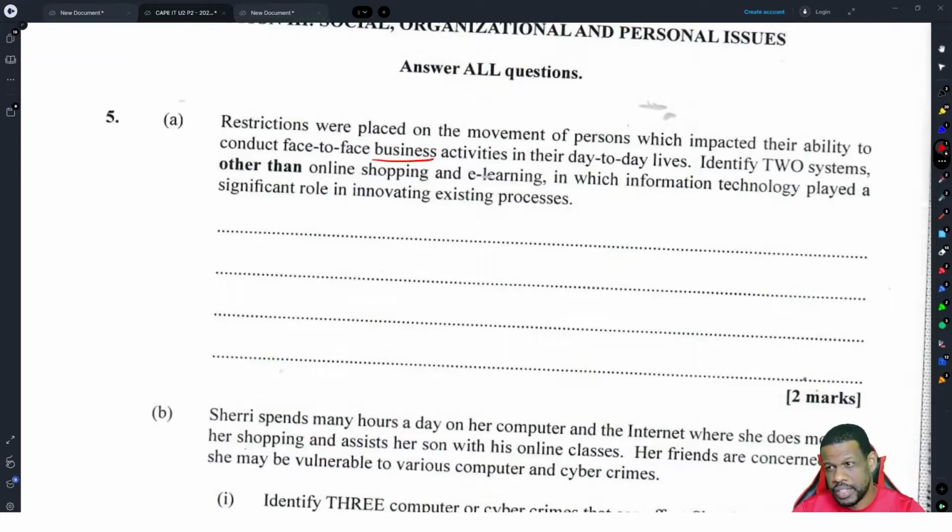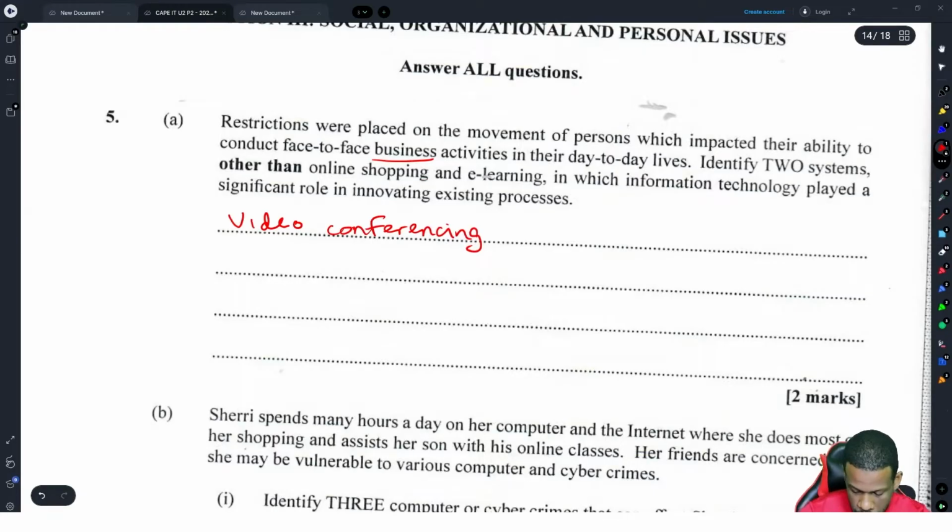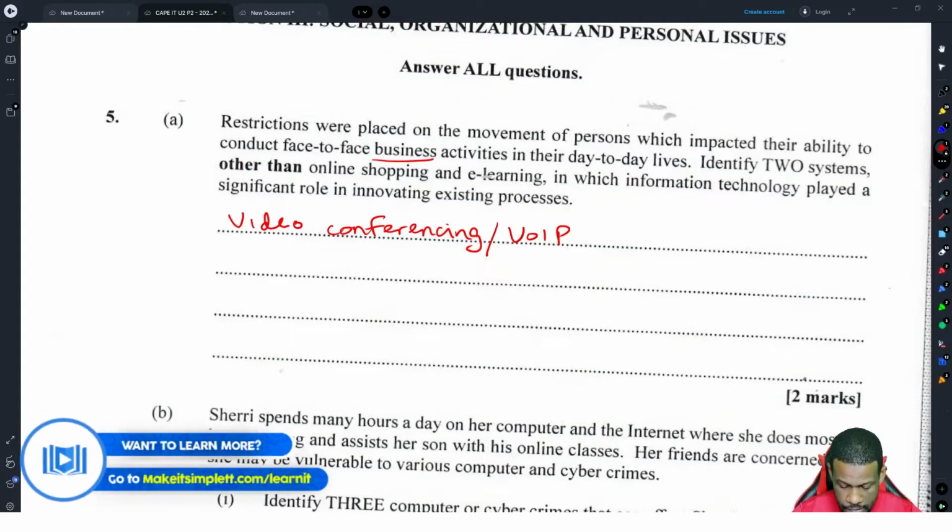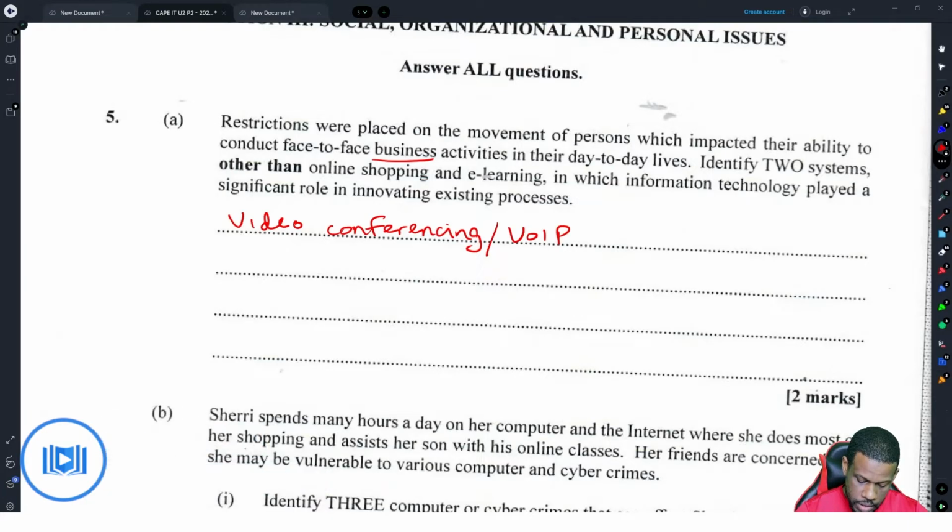Well, e-learning is a kind of big one, but let's put video conferencing. I'll put VoIP because the whole video conferencing thing is based on voice over IP. And we can't put online shopping, we can't put e-learning. Systems other than online shopping in which information technology played a role in innovating existing processes.